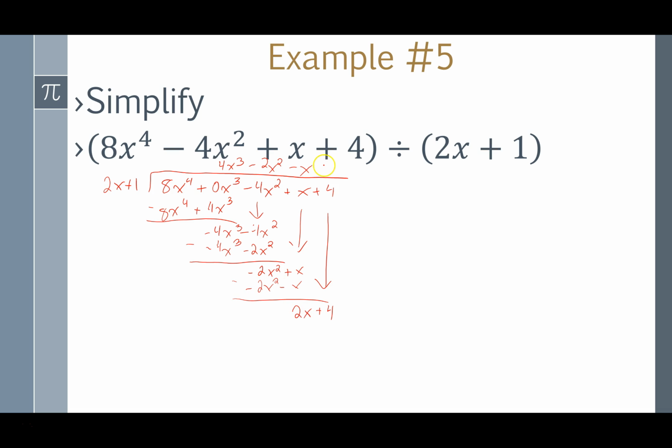2x divided by 2x is 1, so we'll put a 1 there. Multiply to get 2x plus 1. Subtract. 2x's cancel. 3. And again, we're down to a number, so therefore we know we're done. So the final answer would be 4x cubed minus 2x squared minus x plus 1. Positive remainder, so plus 3 over 2x plus 1.